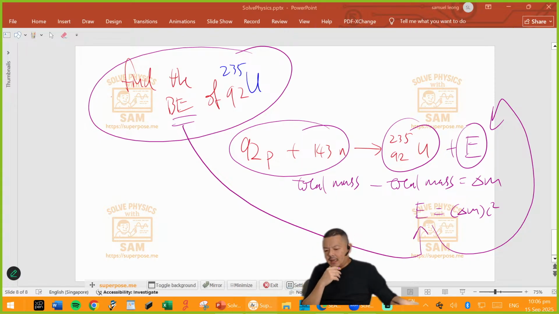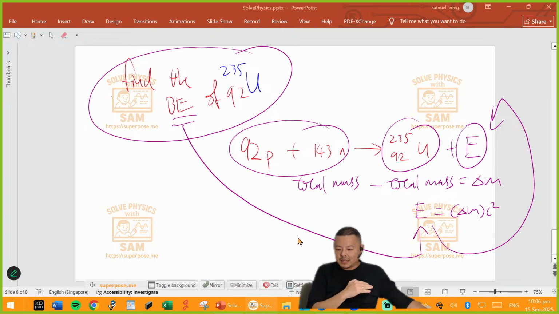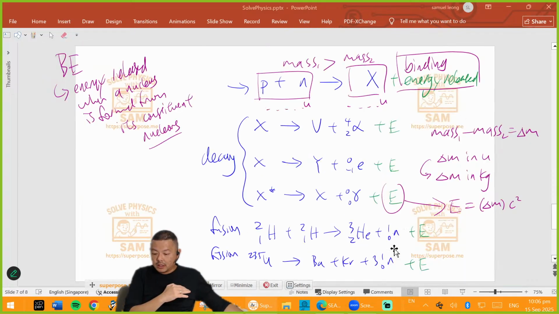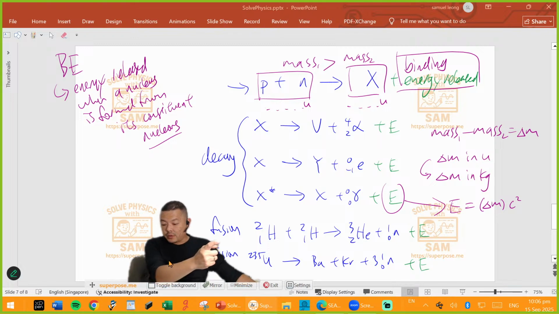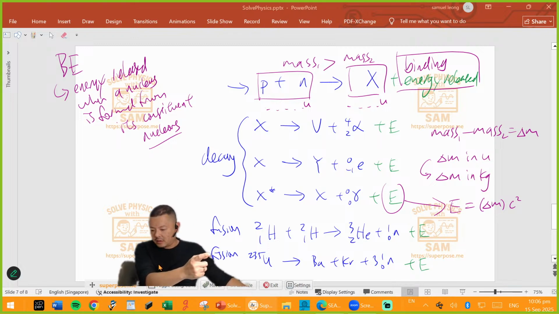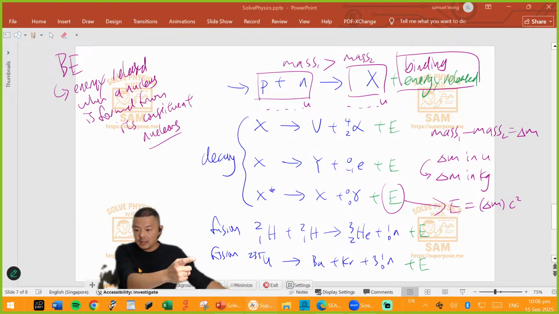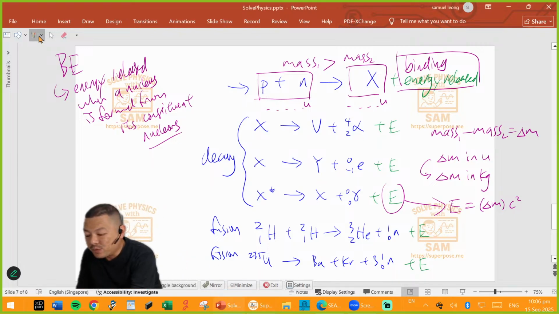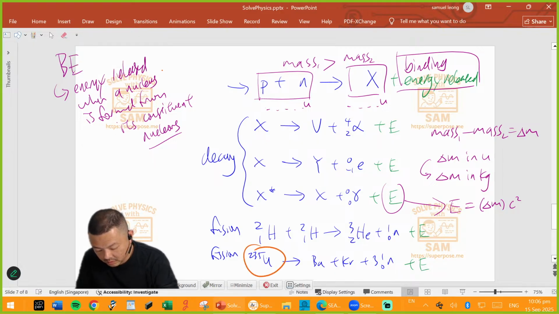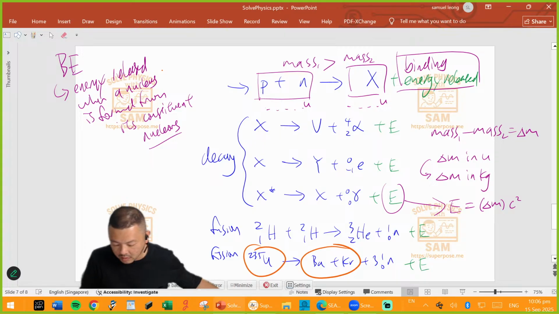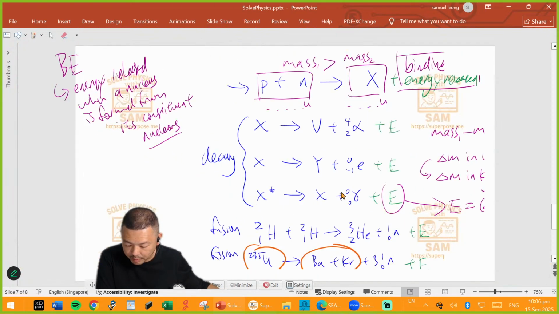Sometimes they will do a different question. If you go back to this one here, let's say they give you a fission reaction, and instead of mass, some questions don't give you mass, they give you BE values. They give you the total BE values.